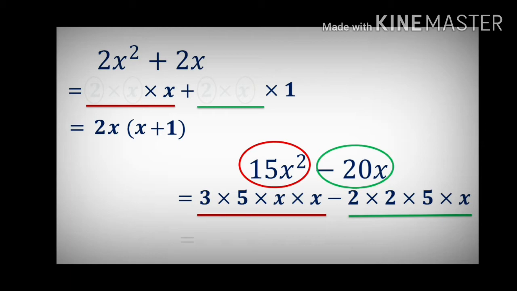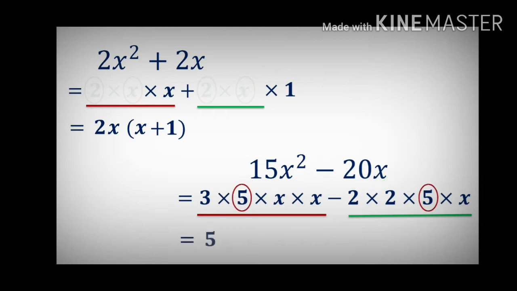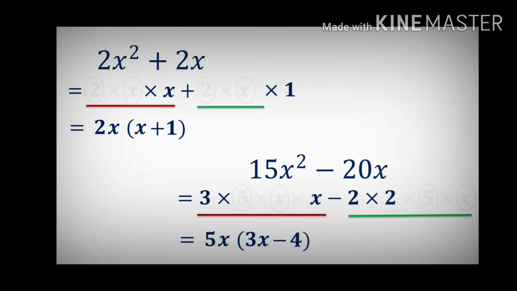Now here we'll find out the common. The first thing is 5. It is common. Then in both we have x. So that is also common. So when we take out 5x from the first group, we are left out with 3x. And when we take it out from the second group also, you are left out with 4. So the factors are 5x into 3x minus 4.